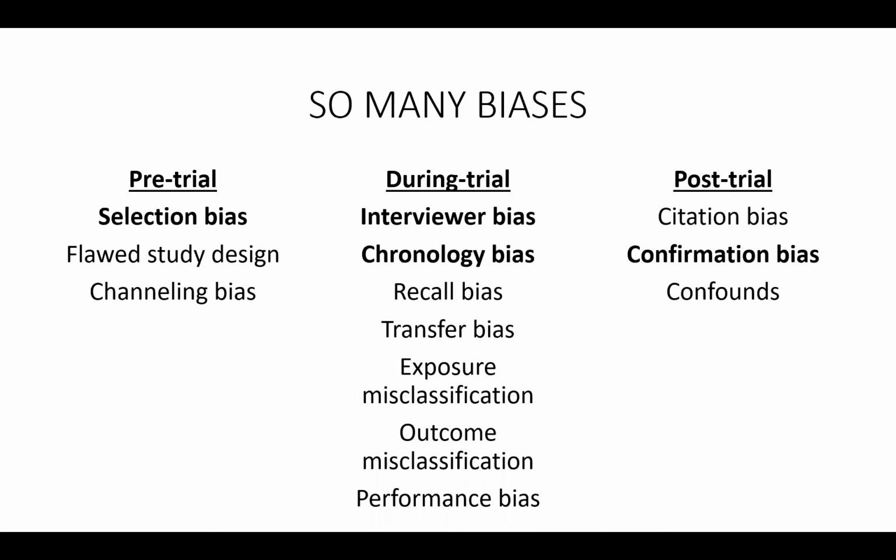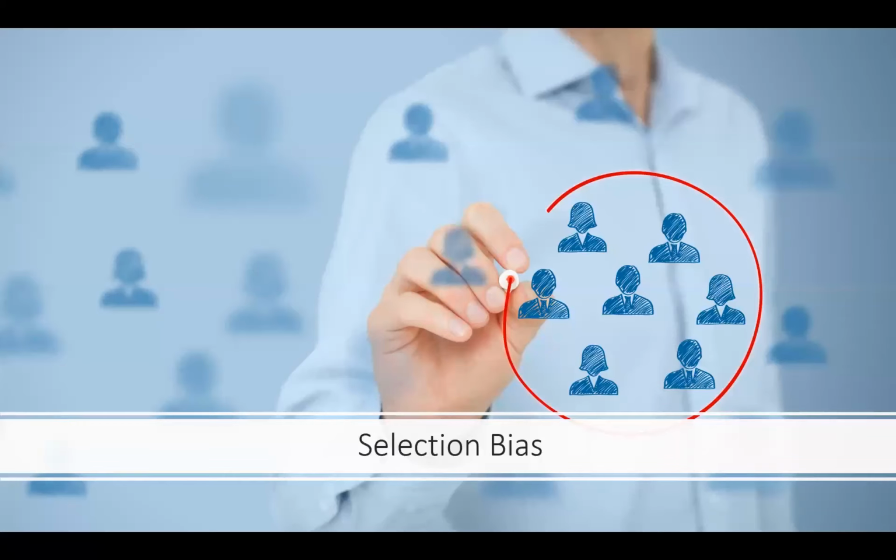And those are selection bias, interviewer bias, chronology bias, and confirmation bias. We'll start with selection bias. As the name suggests, this is about the selection of your sample. It needs to be random.